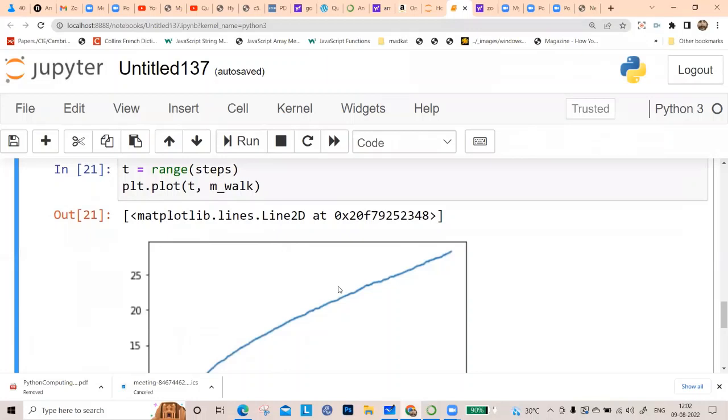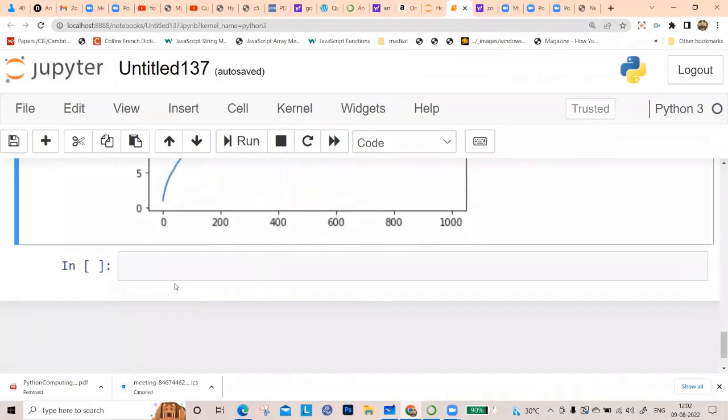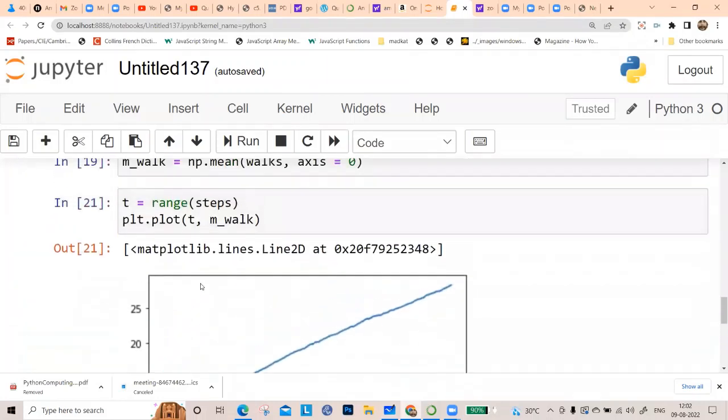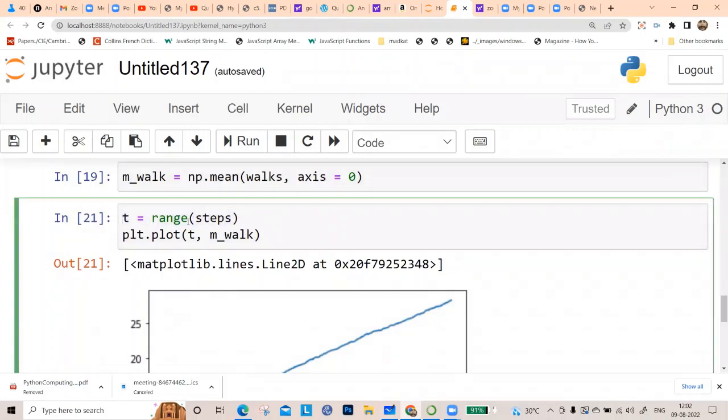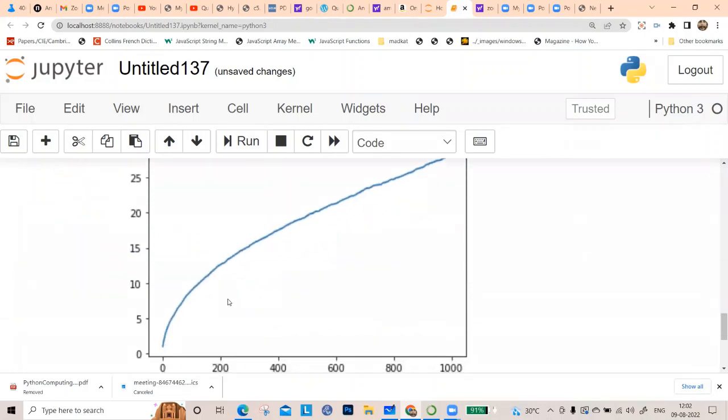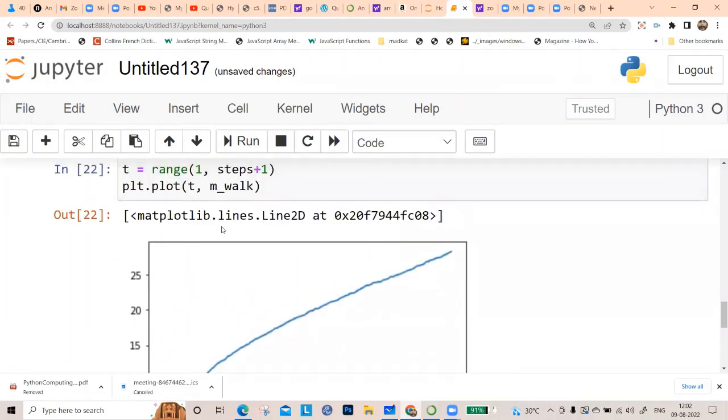For that, let me write this because I will take log. Python always starts from 0, so better I write 1 to steps plus 1. That means it will create time steps from 1 to steps. It doesn't matter where you start, because anyway it is the same. It is up to you.